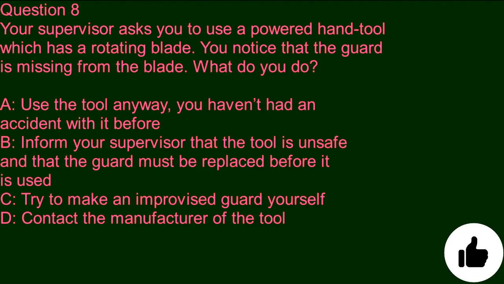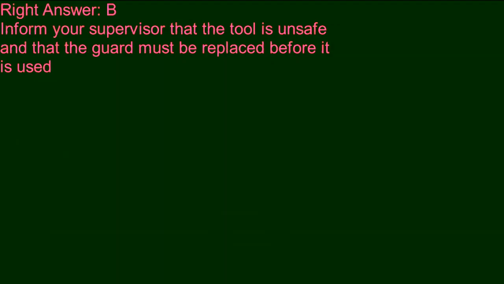Question 8. Your supervisor asks you to use a powered hand tool, which has a rotating blade. You notice that the guard is missing from the blade. What do you do? A. Use the tool anyway, you haven't had an accident with it before. B. Inform your supervisor that the tool is unsafe, and that the guard must be replaced before it is used. C. Try to make an improvised guard yourself. D. Contact the manufacturer of the tool. Right answer, B.